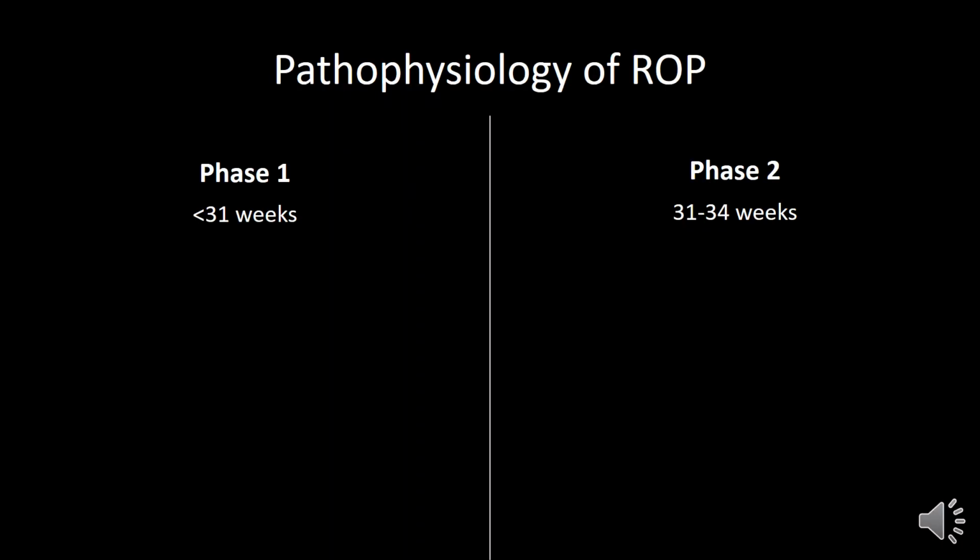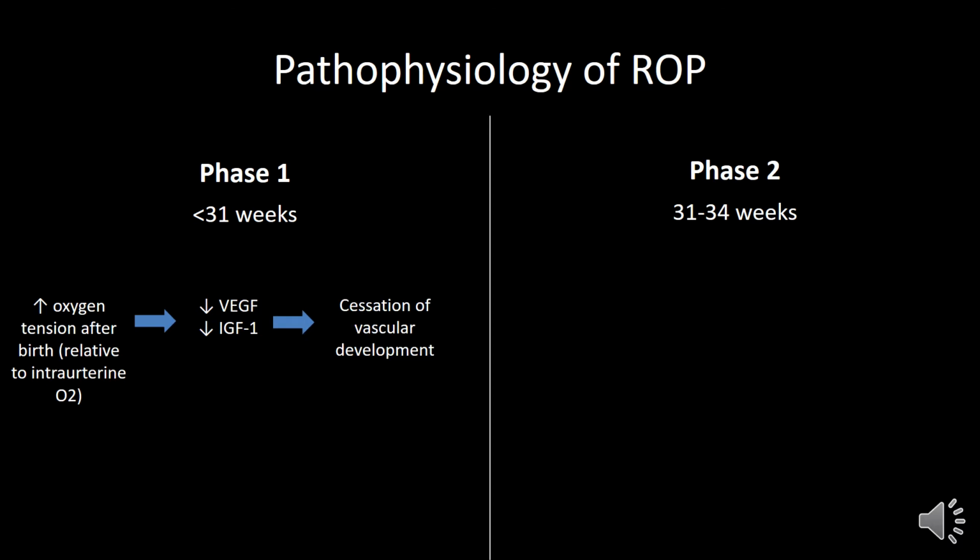Although the current understanding and pathophysiology of ROP is incomplete, it is thought of as a 2-phase process. In the first phase, which occurs approximately before 31 weeks gestational age, it is believed that an increase in the infant's systemic oxygen tension that occurs following birth and the commencement of breathing by the infant leads to a decrease in the level of hormones and growth factors that govern normal vascular development in the eye, such as vascular endothelial growth factor and insulin-like growth factor 1. This decrease leads to a cessation of vascular development and the retina becoming ischemic.